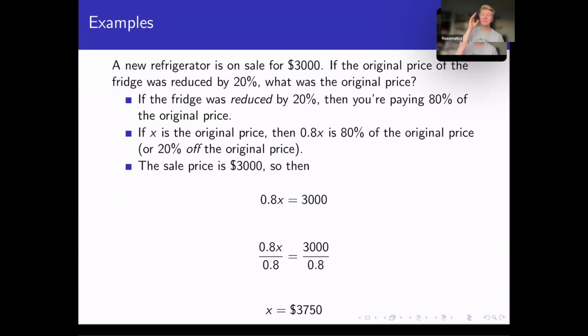I know it might be tempting to find 20% of 3,000 and then add it, but that's not correct. Because if you were to go backwards and take that new price that you came up with, 20% of that price is not the discount that we're looking for. So our original price is $3,750. 20% of $3,750 would be $750. So $750 off $3,750 would be $3,000. So please be very careful when we're practicing modeling these things.